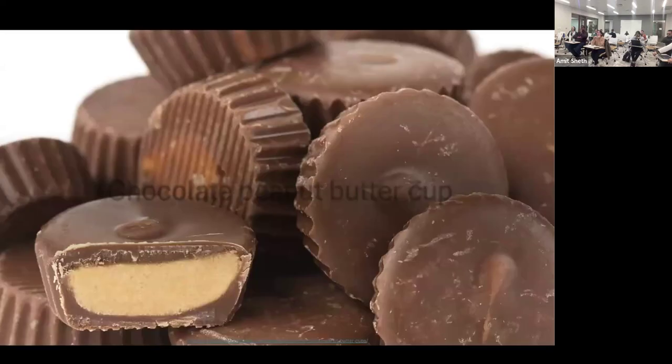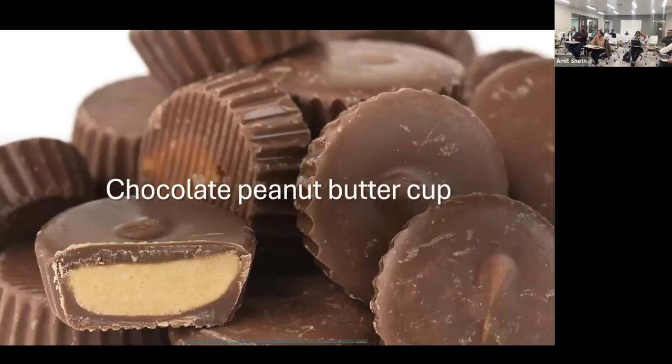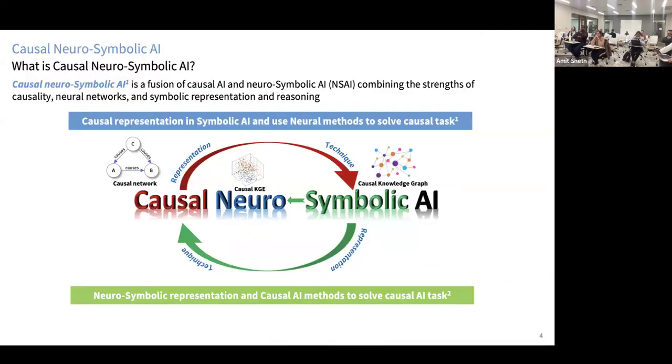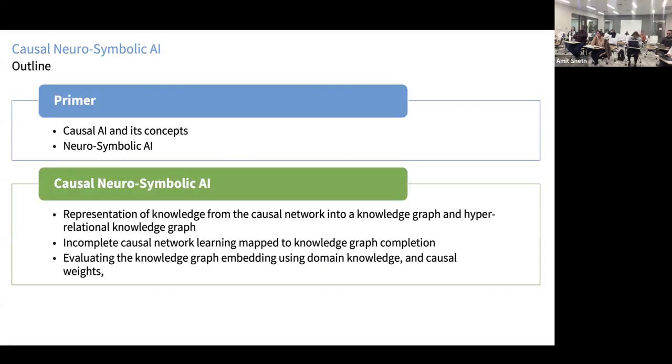But what if I give you the best of both worlds? Chocolate peanut butter cup. That's what causal neurosymbolic AI is for me. It's the best of both worlds. It's the best of causal and the neurosymbolic AI together. So I'm going to talk in detail about this slide in the future, after a couple of slides, but that's what I'll tell you how these two merge together and make the best of both worlds.